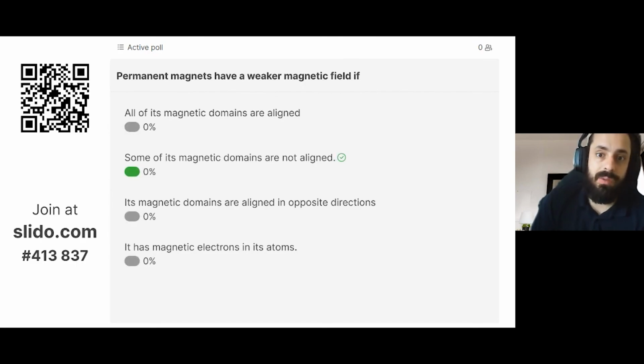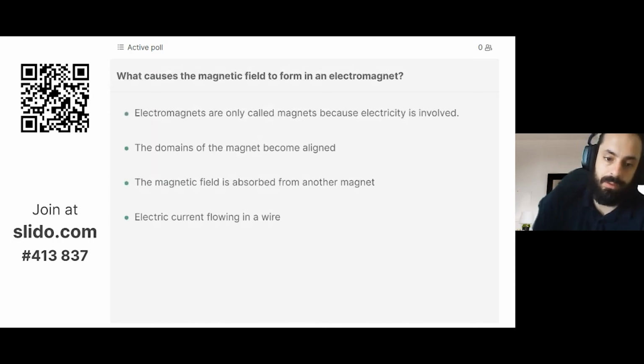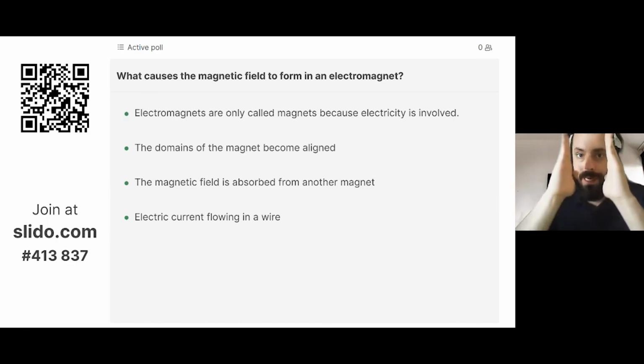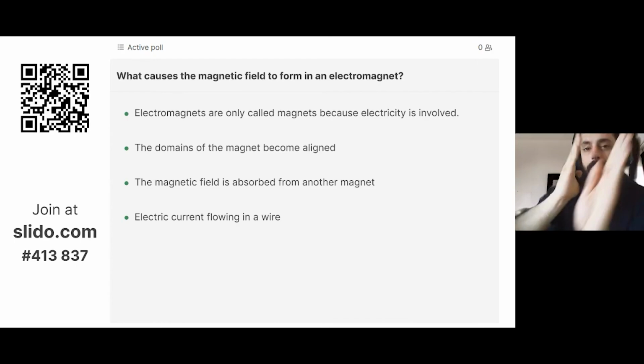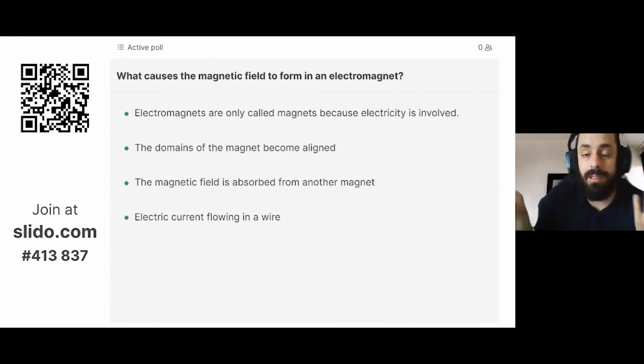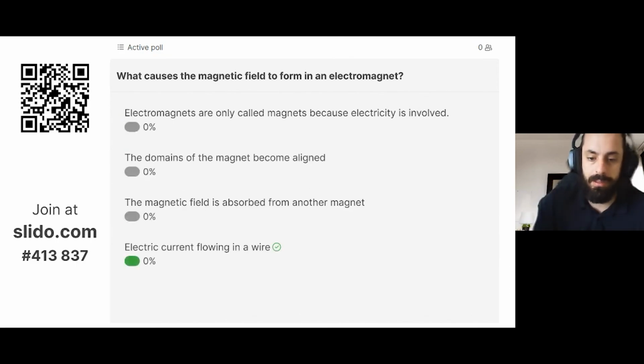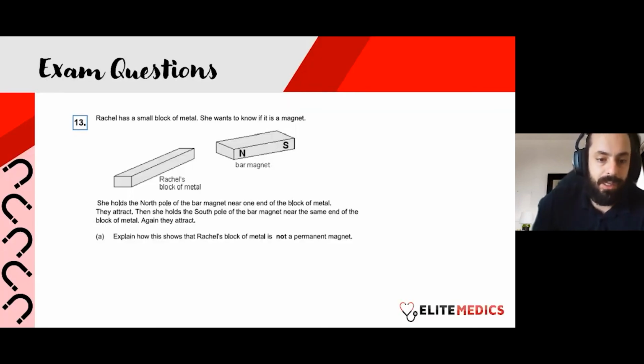Guys, this question is actually meant to be for year 11s. Okay, we haven't even talked about domains. Domains is something, and I will draw it to you, that is inside magnets. When all the domains are pointing in the same direction, that's when the magnetic force can happen. If domains are pointing in opposite directions, then the domains cancel each other and there is no magnetic force. Okay, so we're going to skip this question and we're going to have a look at this one.